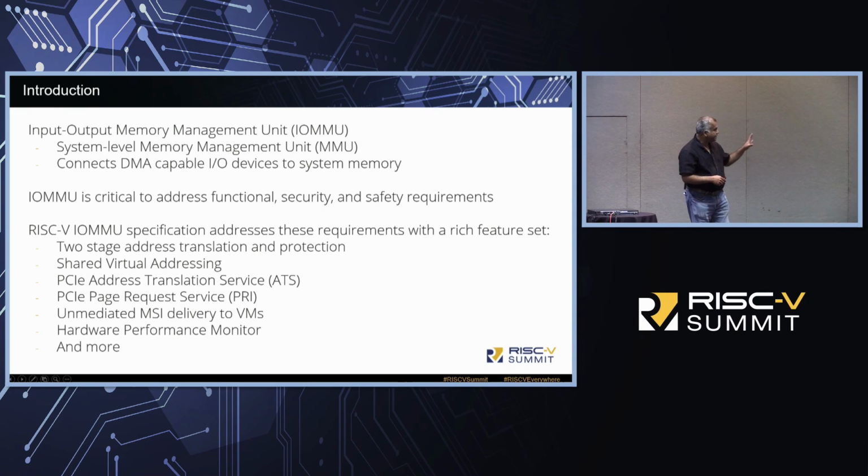To summarize, in the RISC-V IOMMU specification, we took these requirements and built a rich feature set that addresses a wide variety of segments, all the way from embedded to servers. We target two-stage address translation, and I'll talk about why that's important. We support shared virtual addressing. We support PCI specifications around address translation services and page request interface. We support unmediated interrupt delivery to virtual machines, hardware performance monitors, and a bunch of other capabilities.